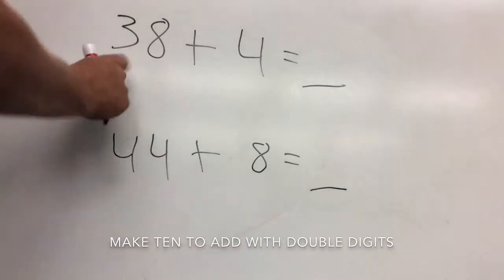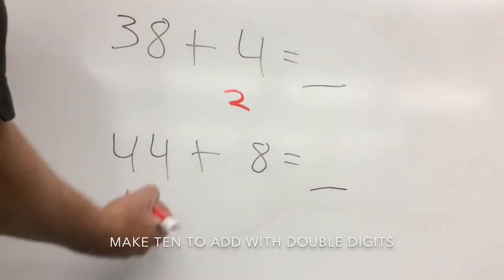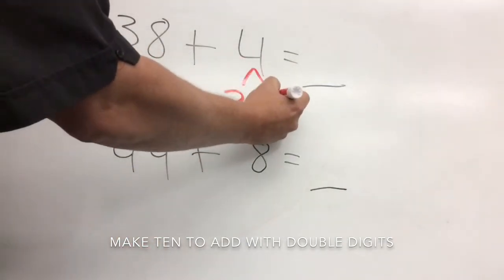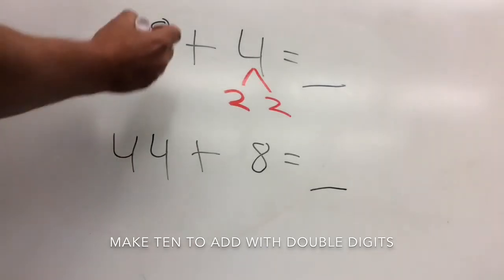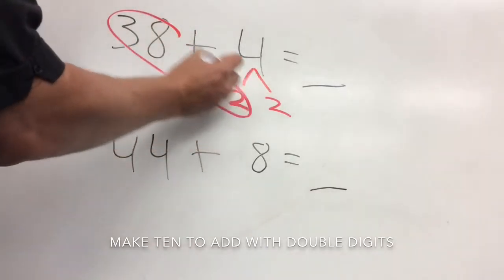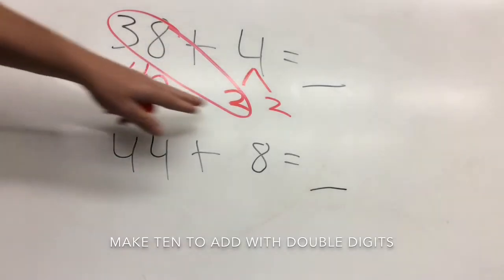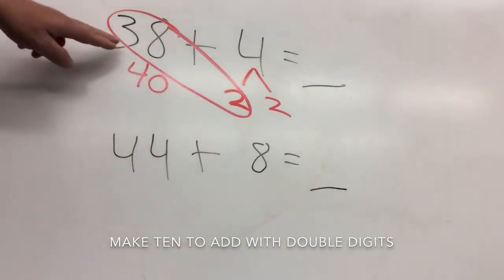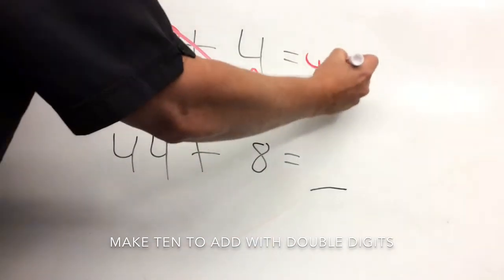The next 10 up would be 40. And I know to do that, I'm going to need 2 more. Another word for 4 is 2 and 2. So what I'm going to do now is build this up to a 10. The 10 I choose to build it up to is 40. So here's the 10 that it's built up to. It's built up to a 40. I know that 40 plus 2 is 42. Therefore, 38 plus 4 must also be 42.